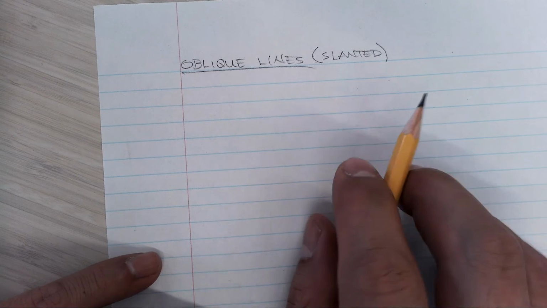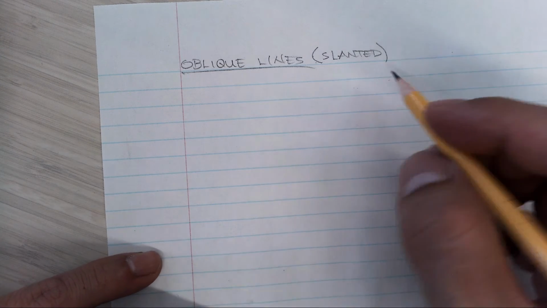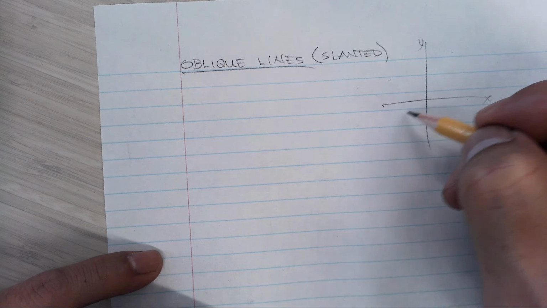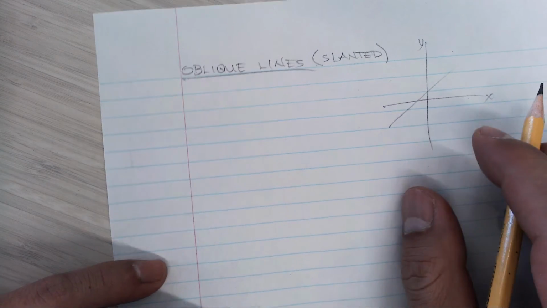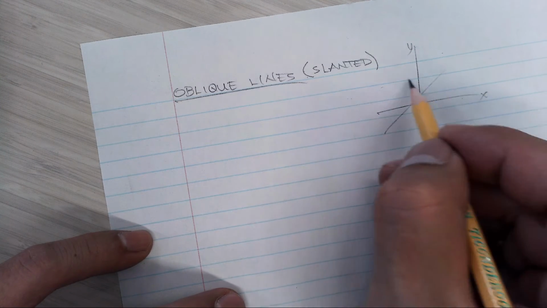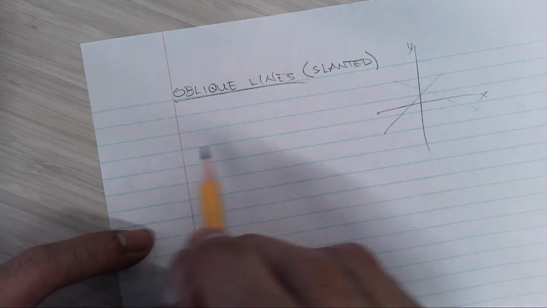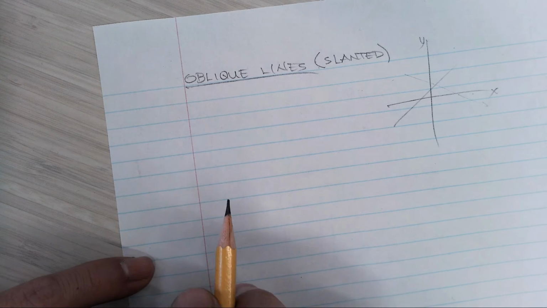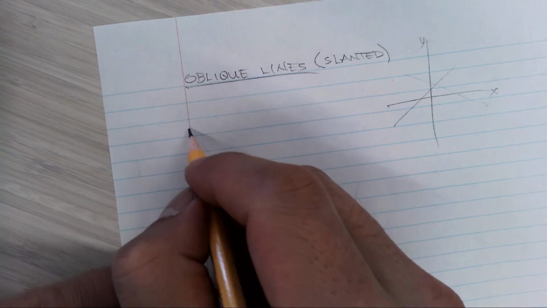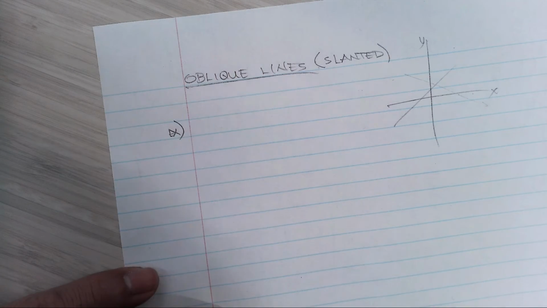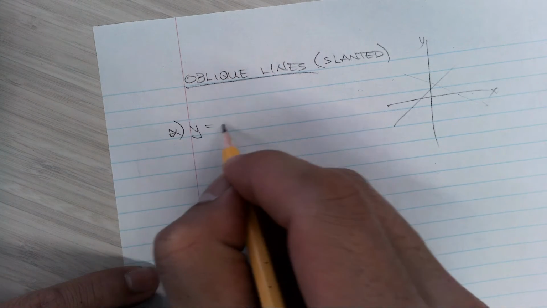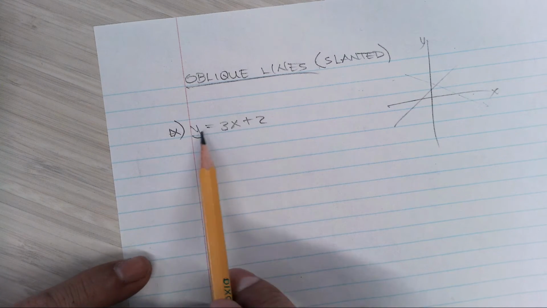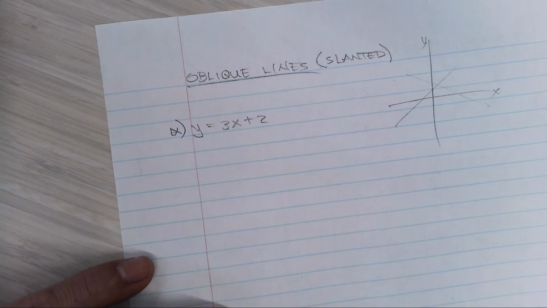So, for instance, in a graph, these are any lines that might go in this direction or this direction. These are all slanted lines, these are all oblique lines, okay? But the example I'm going to give you is this one. Y equals 3x plus 2. Notice with oblique lines, they have both x and y in their equation, okay?